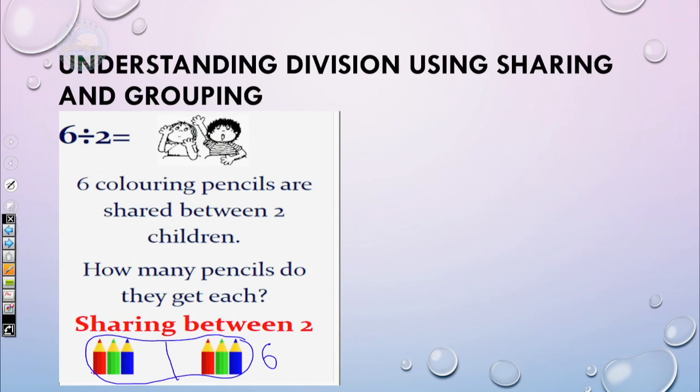1, 2. How many do we have? 1, 2, 3 in this group. A has three, and they have group B. 1, 2, 3. So 6 divided by 2, each shall get 3 coloring pencils. Hope you can see that. Again, to just go over, 6 coloring pencils, 6 in total, divided by 2, 1, 2, 3 in each group. So each child gets 3 coloring pencils each.